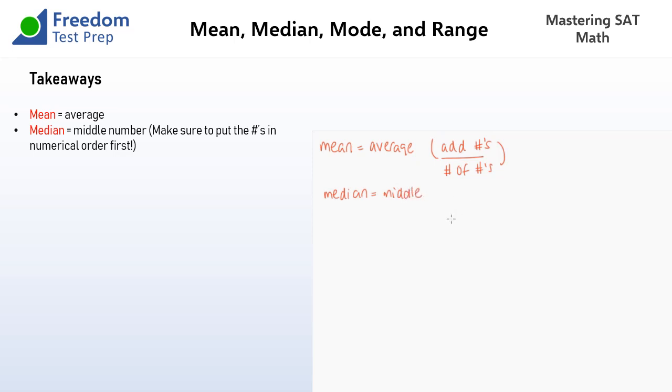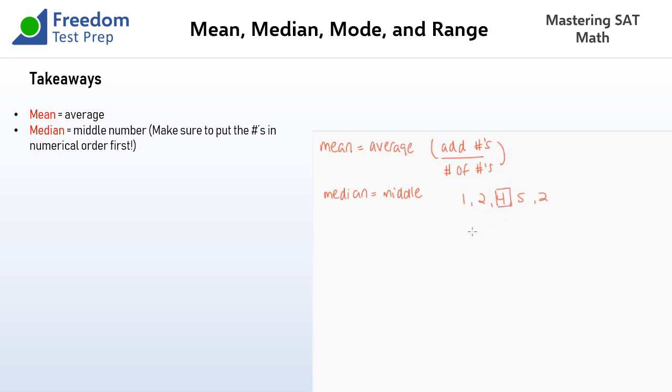So let me give you a list of numbers. Let's say 2, 4, 5, and 2. So we have this short list. The very first thing you must do is put the numbers in numerical order, or you're going to mess it up. Because right now you would say, oh, well, the middle number is 4.